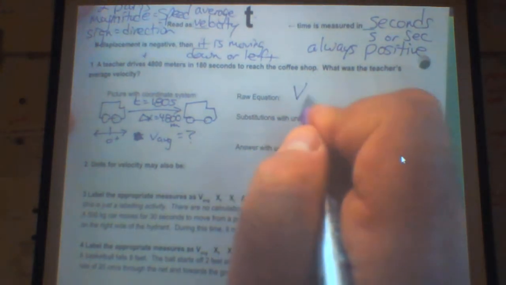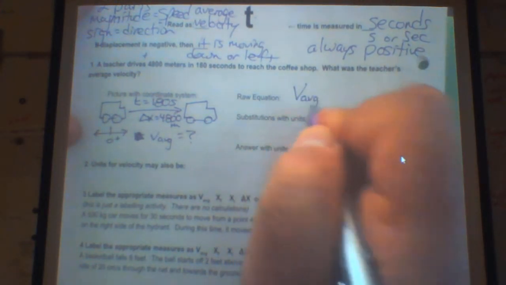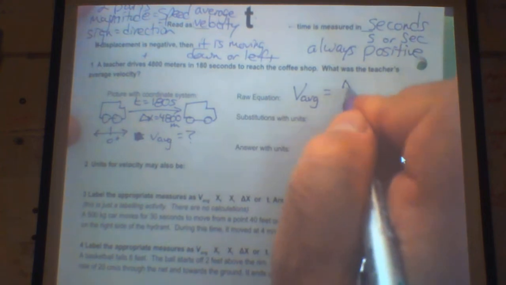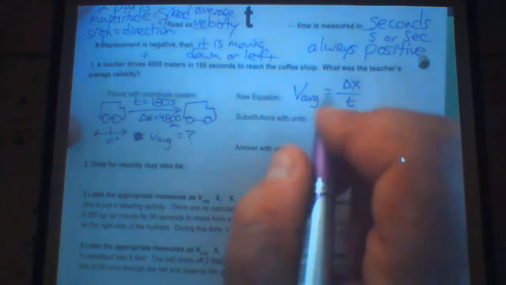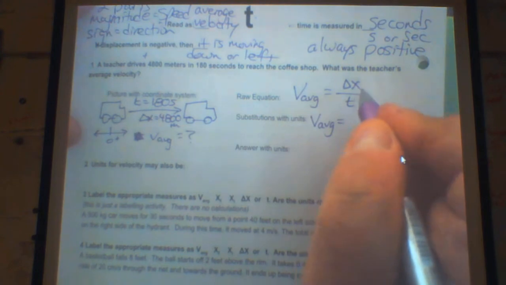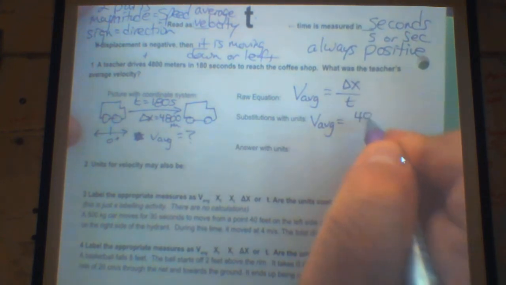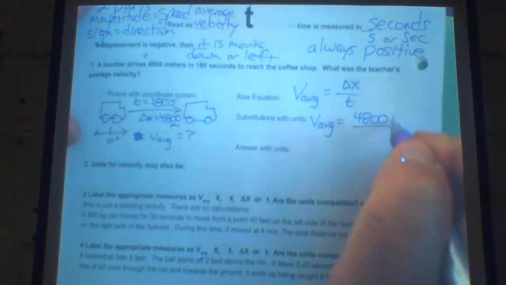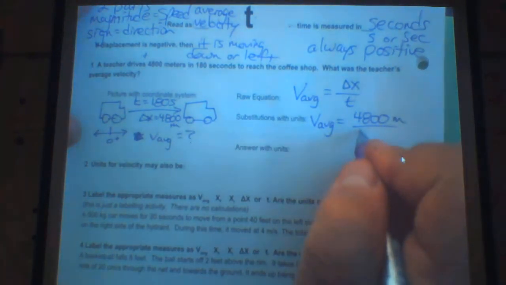Step number 6, find the raw equation that has the desired variable. So we are looking for the average velocity, and this equation has it. We know the other parts. We know the displacement on top, and we know the time on the bottom, so we can use that equation. Now we do our substitutions and our algebra. We're looking for the average velocity, so that stays letters. The displacement is going to be 4,800, and that's meters, and the time is 180 seconds.